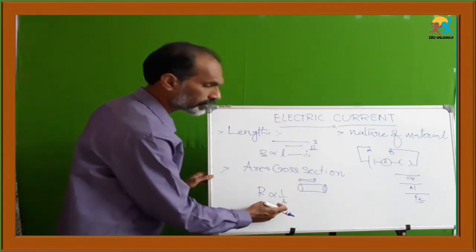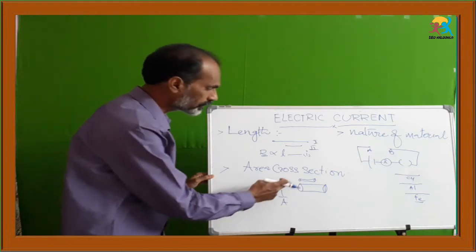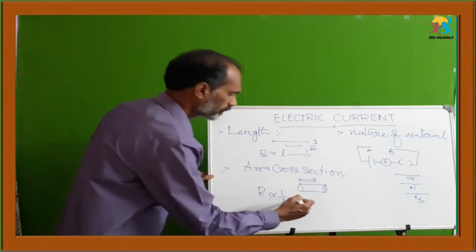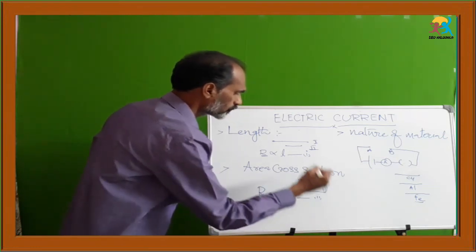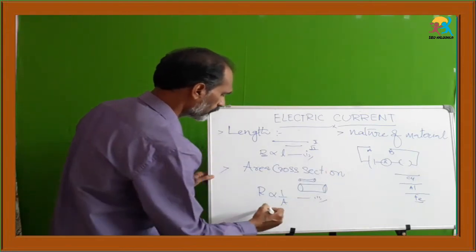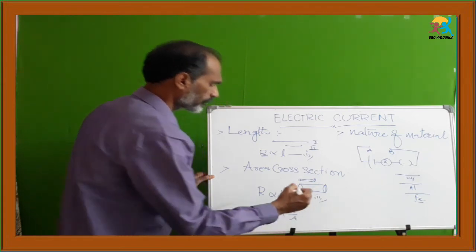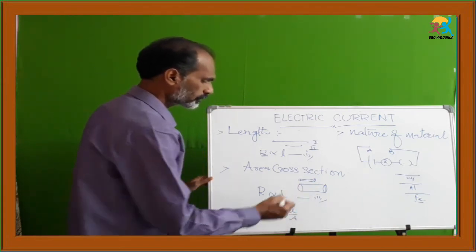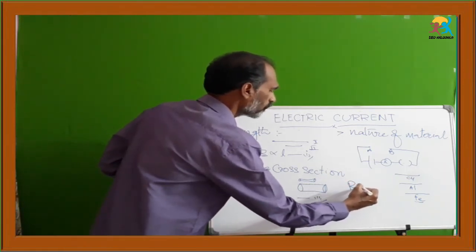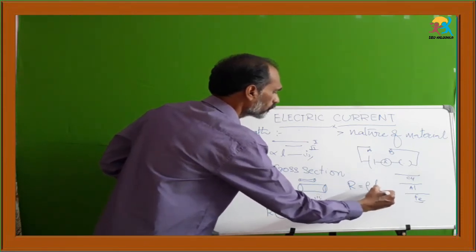If we increase the area of cross section, the resistance of the same substance decreases. If we decrease the area of cross section, the resistance of the same conductor increases. Let this be equation 2. From equations 1 and 2, we can conclude R is directly proportional to L by A. If we remove the sign of proportionality, this can be written as R equals rho L by A.